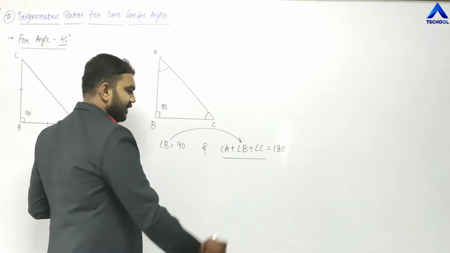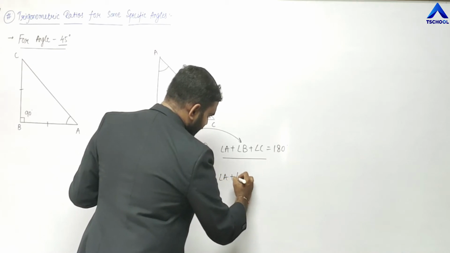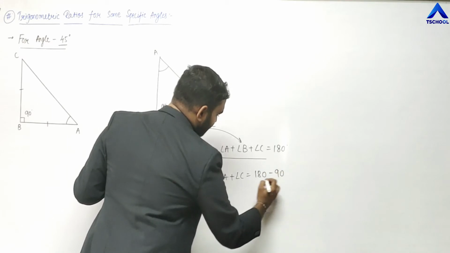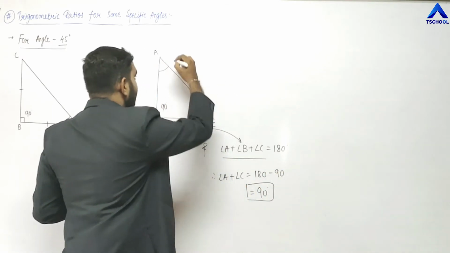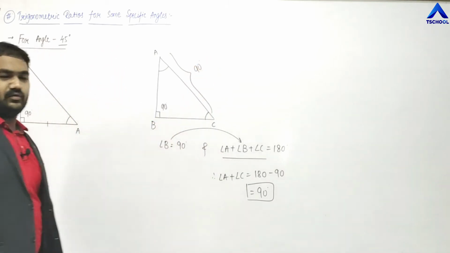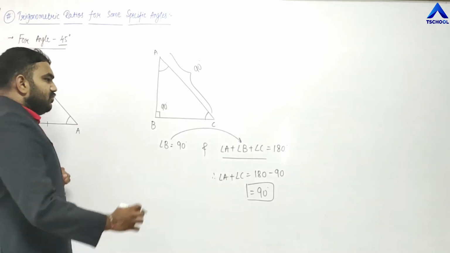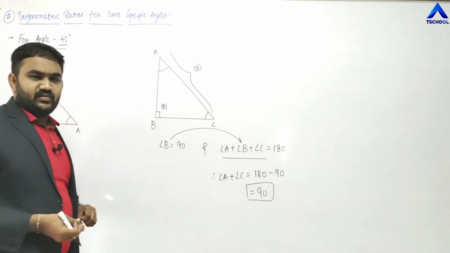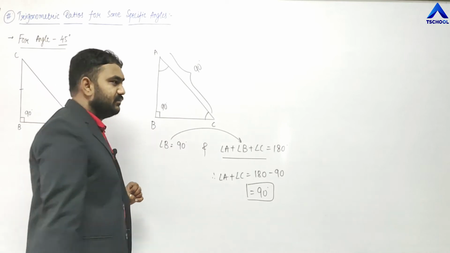If we replace angle B equal to 90 here, that gives me angle A plus angle C is equal to 180 minus 90, which is again equal to 90. So the sum of these two angles is equal to 90, and angle B alone is also equal to 90. So in this topic, friends, we are going to discuss some of the angles which make the sum of the remaining two angles equal to 90.